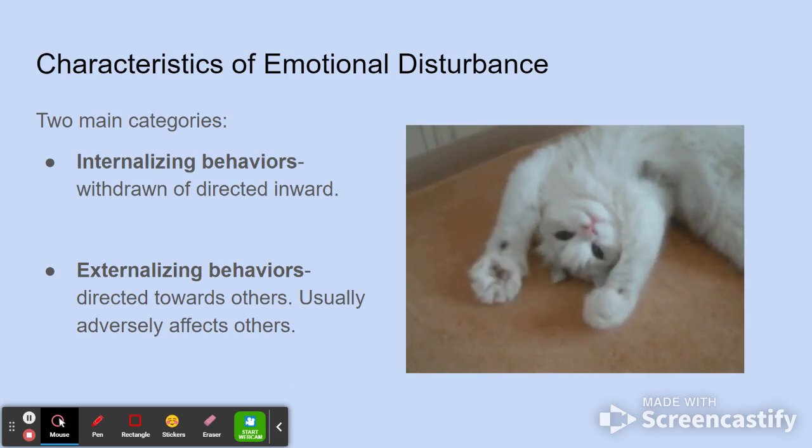The first is internalized behavior, when the student is taking these emotions that they don't really know what to do with, and they're turning them inward. And the second is the externalizing behaviors, when all of that emotion is turned outward. It's usually in a bid to get attention, and it often adversely affects others.